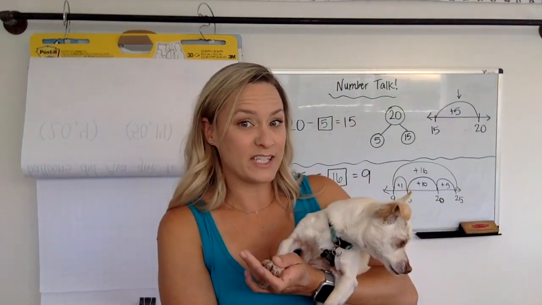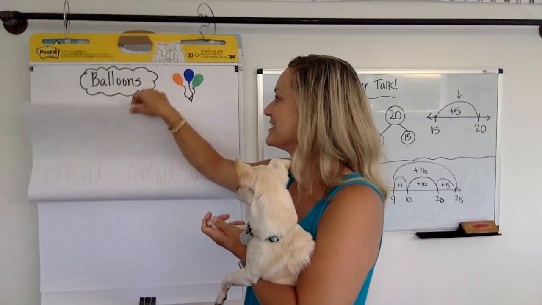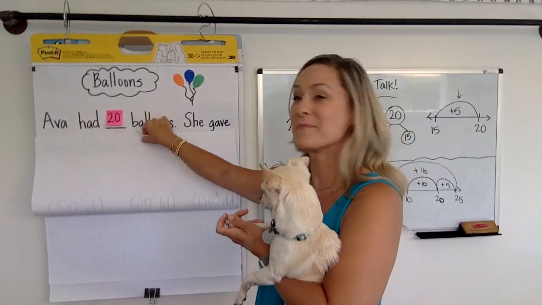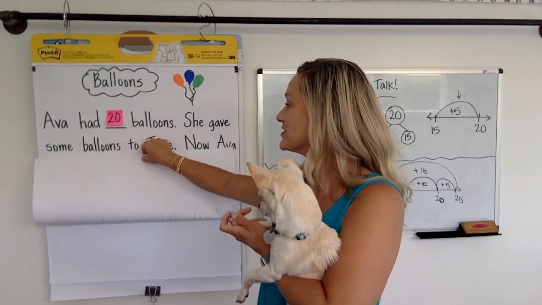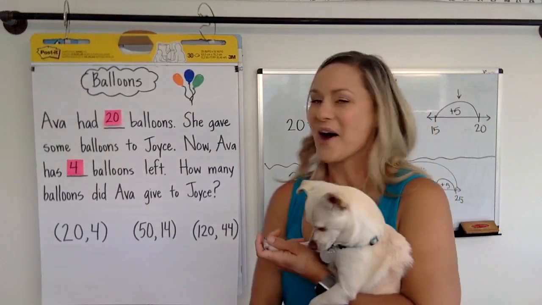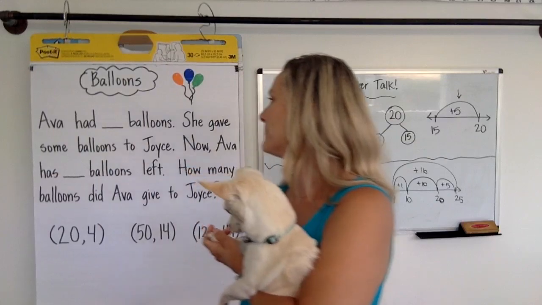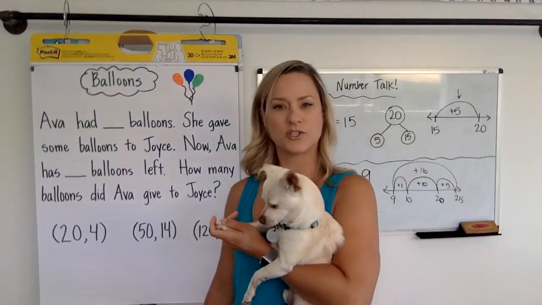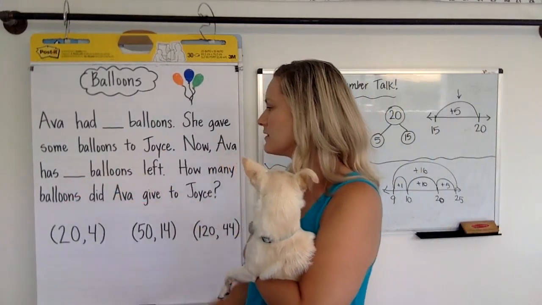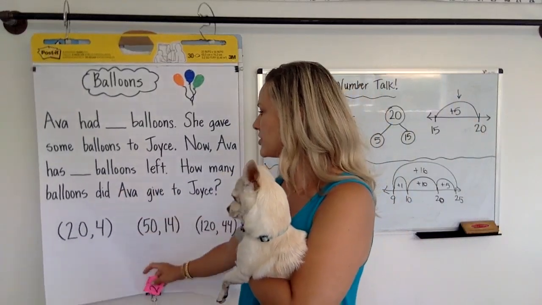All right, are you ready to see who it's all about? Here we go. It's all about balloons. And we have Ava from Mrs. Walsh's class and Joyce from Mrs. Walsh's class. All right, so here we go. Ava had balloons. She gave some balloons to Joyce. Nice, Ava. Now Ava has balloons left. How many balloons did Ava give to Joyce?